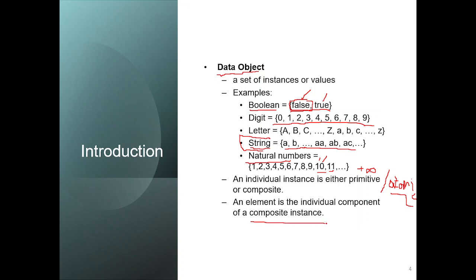So what do we call an individual instance? It is either primitive or composite. And what is an element? It is the individual component of a composite instance. If we have a composite instance, the individual components of that composite instance we can call elements. For example, this is a composite instance, and 1 and 1 are two individual elements of this composite instance. Similarly, this is a composite instance, and 1 and 0 are individual elements of this composite instance.